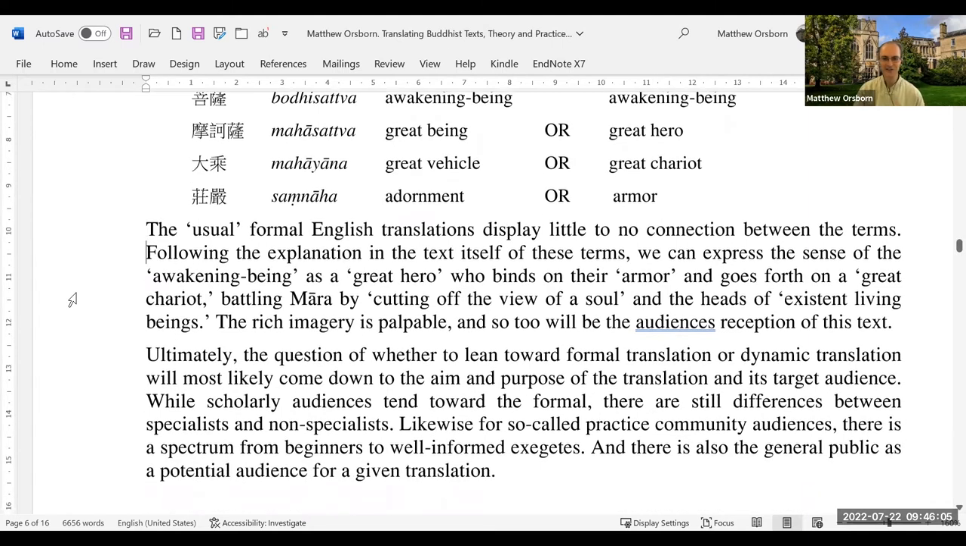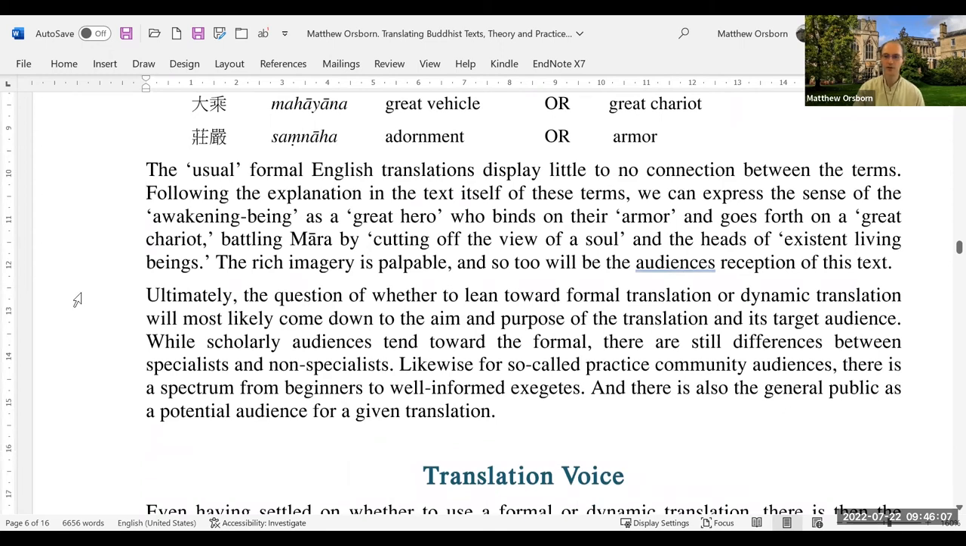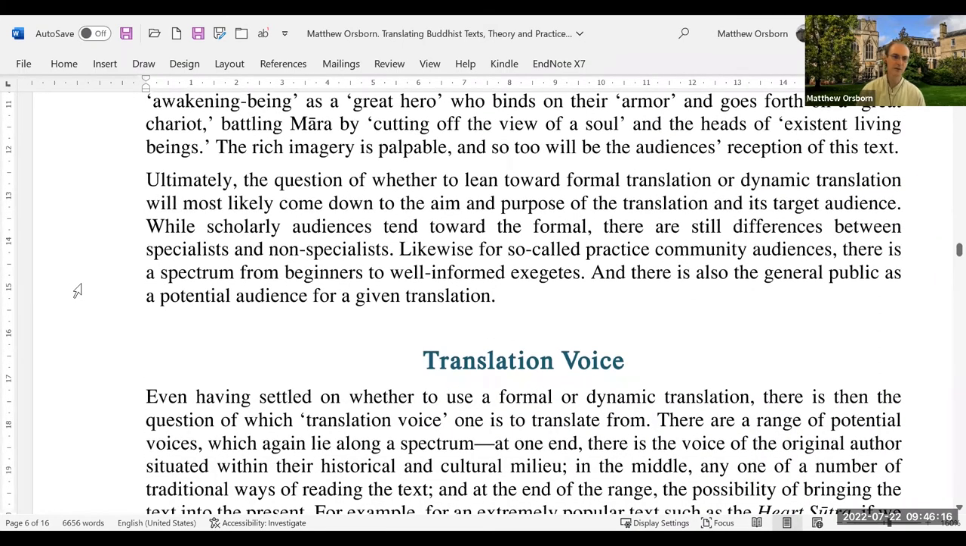Now, the rich imagery is palpable, and so too will be the audience's reception of this passage if we translate in this sense, preserving the metaphors. Now, ultimately, the question of whether to lean toward formal translation or dynamic translation will most likely come down to the aim and purpose of the translation's target audience. While scholarly audiences tend towards the formal, there are still differences between specialists and non-specialists. Likewise, for so-called practice community audiences, there's a spectrum from beginners to well-informed exegetes. And there's also the general public as a potential audience for a given translation.